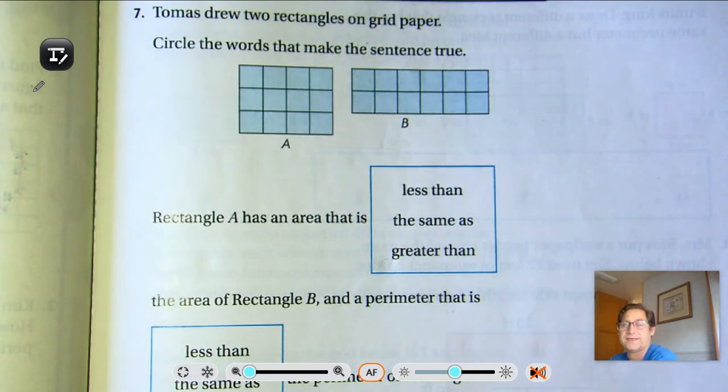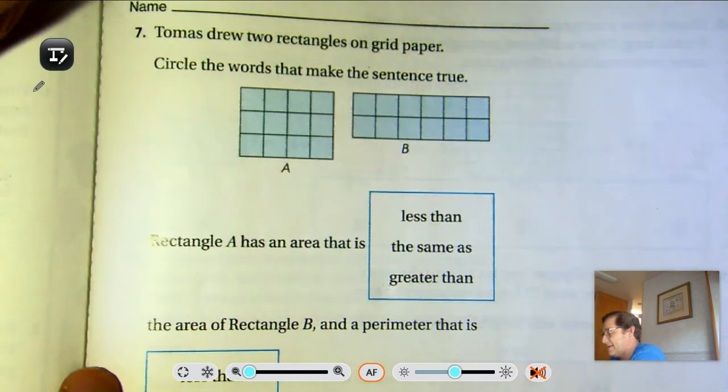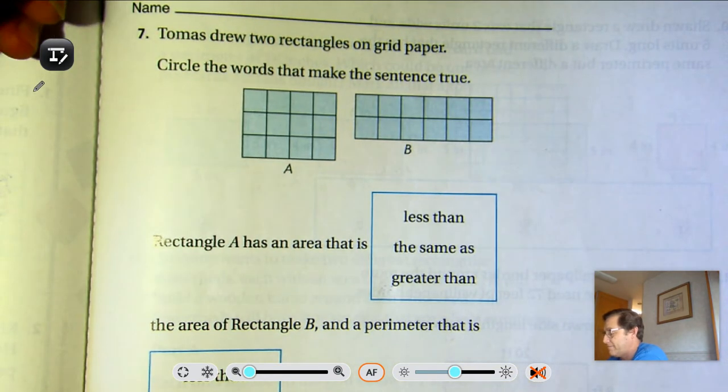Okay, number 7. Tomas drew 2 rectangles on grid paper. Circle the words that make the sentence true. Rectangle A has an area that is less than, the same as, greater than the area of rectangle B.